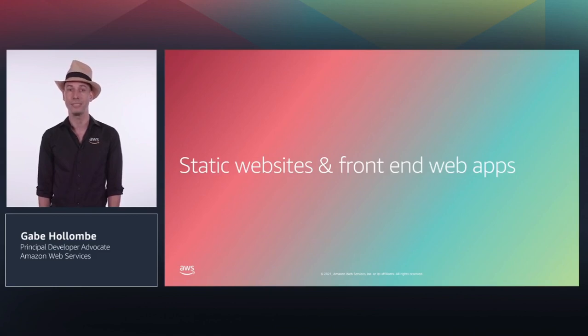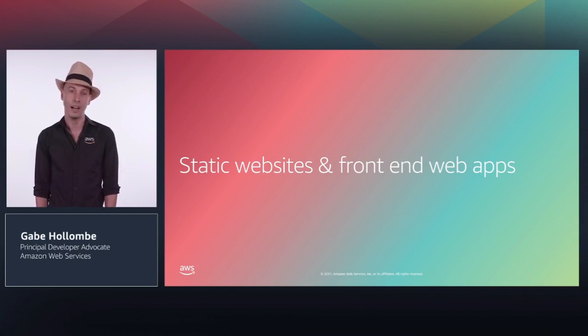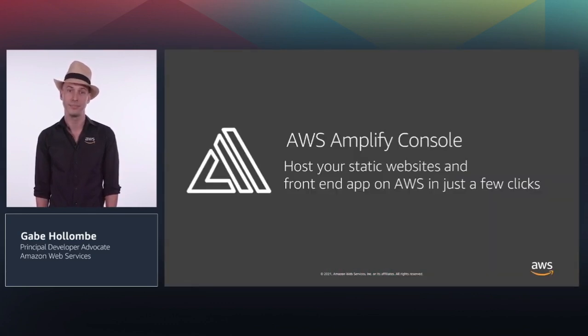First, let's talk about hosting static websites and front-end web apps. If you're building a single-page web app, then when it comes to delivering your front end to users, you just need a way to deploy and host a set of static HTML, CSS, and JavaScript files. Or maybe you're using a static website generator. For these cases, I recommend the AWS Amplify Console service.